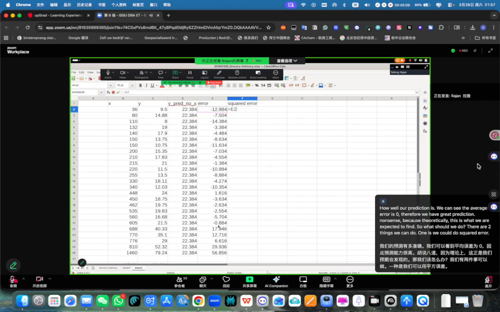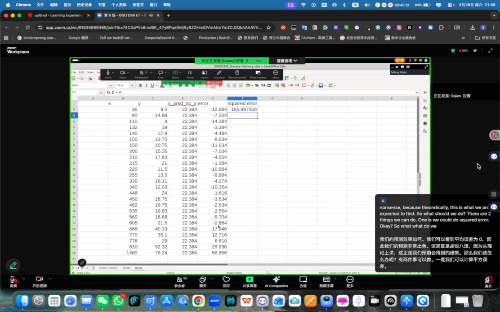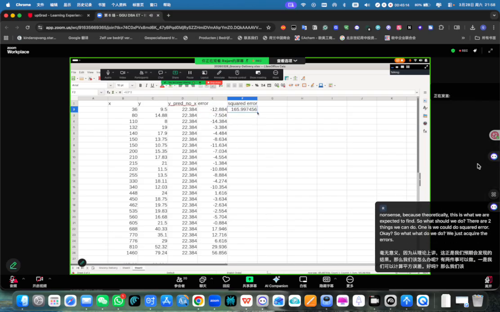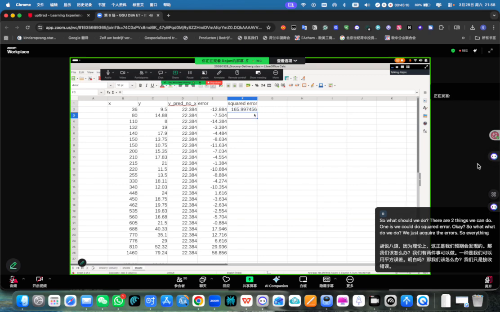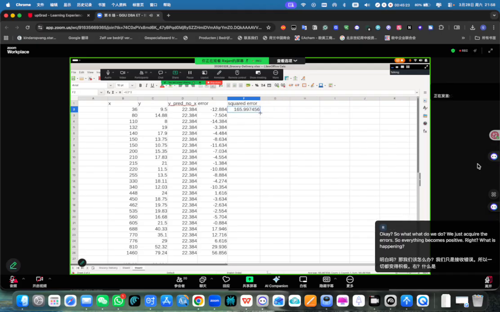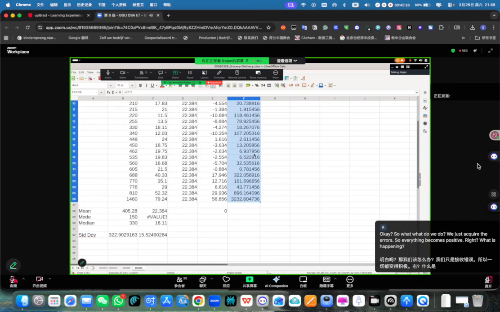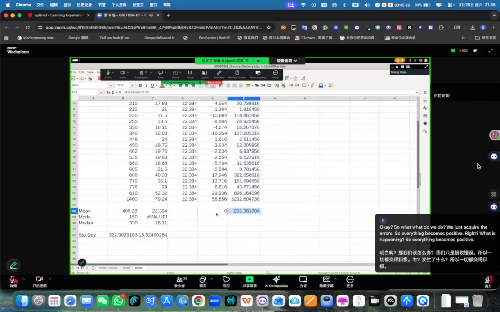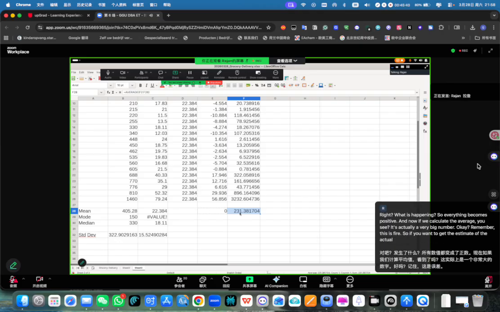Okay. So what do we do? We just square the errors. So everything becomes positive. Right? What is happening? So everything becomes positive. And now if we calculate the average, you see, it's actually a very big number. Okay. Remember, this is square. So if we want to get the estimate of the actual value, then we have to take the square root.